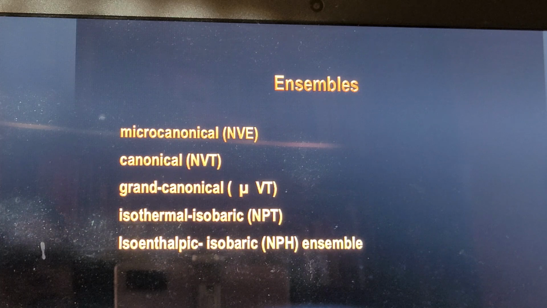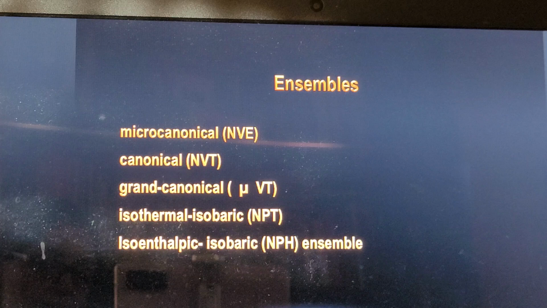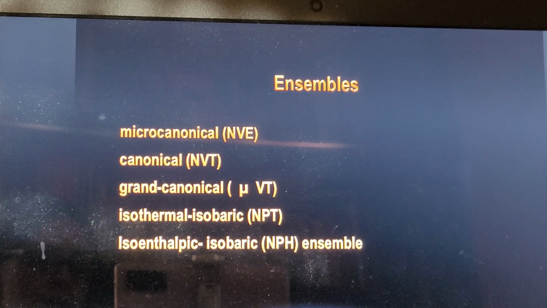But in the canonical ensemble, the number of these atoms and the volume and the temperature should be conserved. And as you can see in grand canonical, the chemical potential and the volume and temperature should be conserved. And in isothermal or isobaric, the N, P, and T should be constant, and so on.